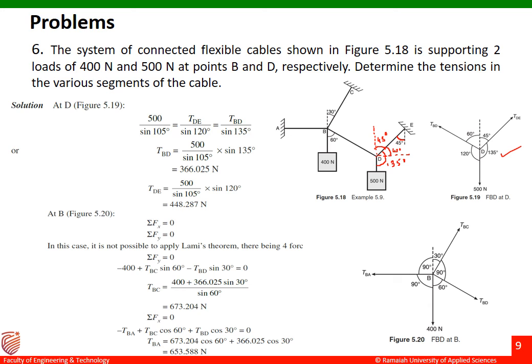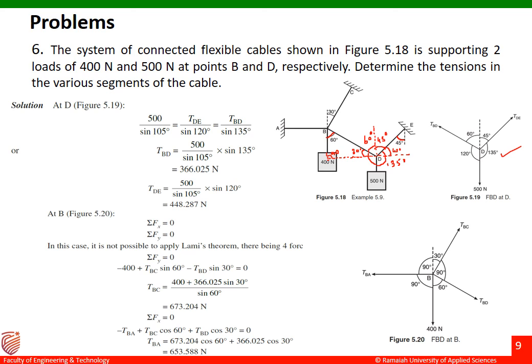Now the angle made between TDE and the 500 is known to us. We have to find out what is the angle made between TBD and the 500 Newton. See, I'll just draw it, extend this dotted line till here. Let us make this a triangle B, 400 and then point T. If this is 60 degrees, this will be 30 degrees here. This is my 90 degrees here. If this is 30 degrees, this will be 60 degrees here.